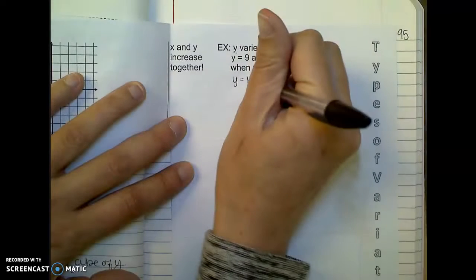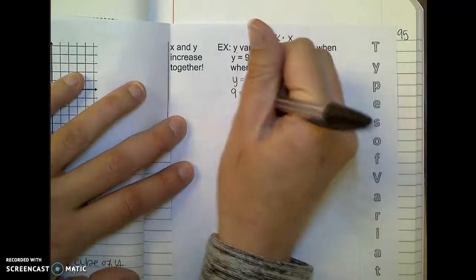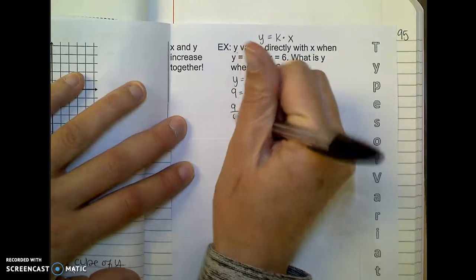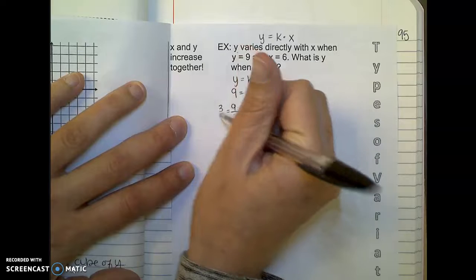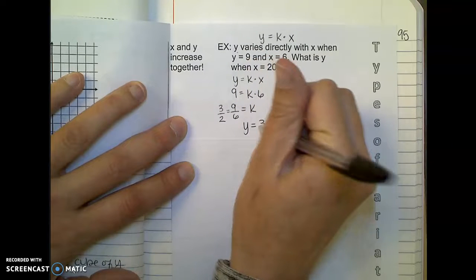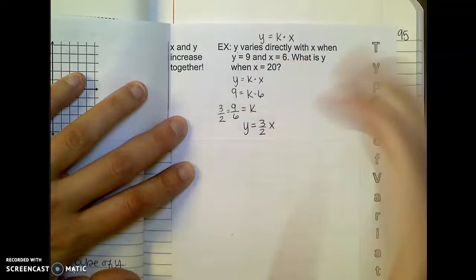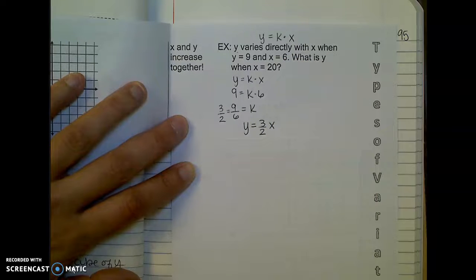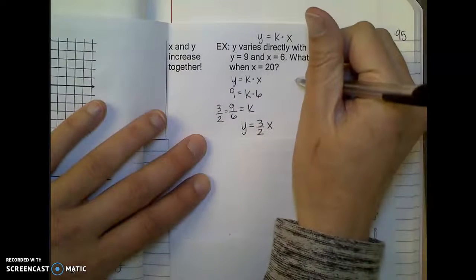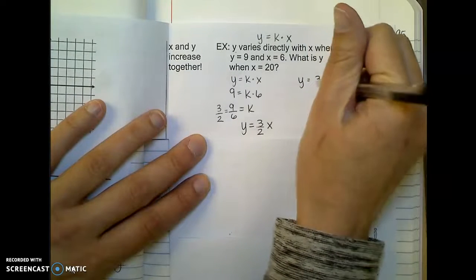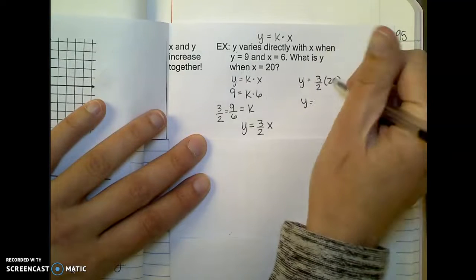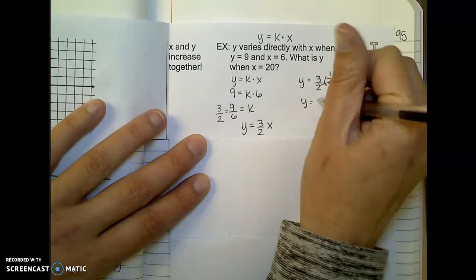Okay, so we start with this because we're direct. I plug in 9 for y, 6 for x, so that I can solve to find k, 9 over 6, which really reduces to 3 over 2. So my equation is y equals 3 over 2 x. As x goes up, we're always increasing by 1.5. Okay, so this will allow me to then plug in 20 for x to find what y would be, and I would just cancel there and get 30.